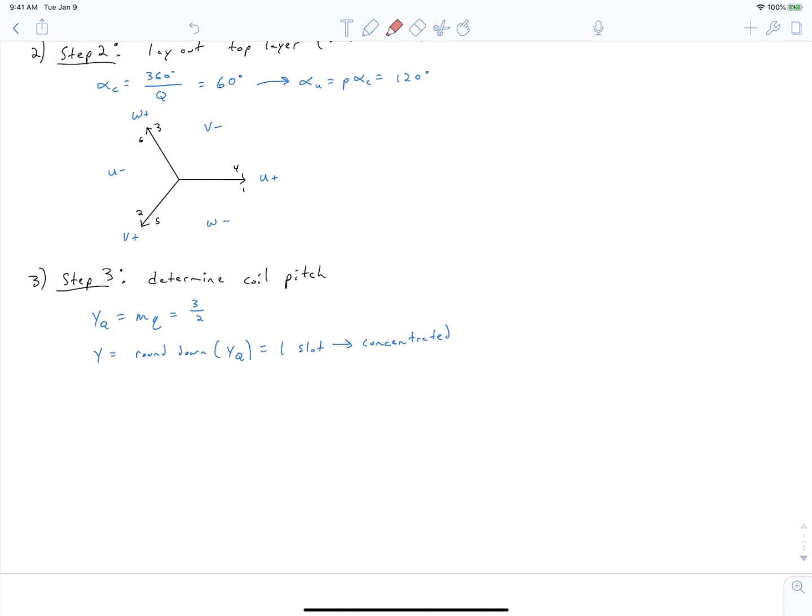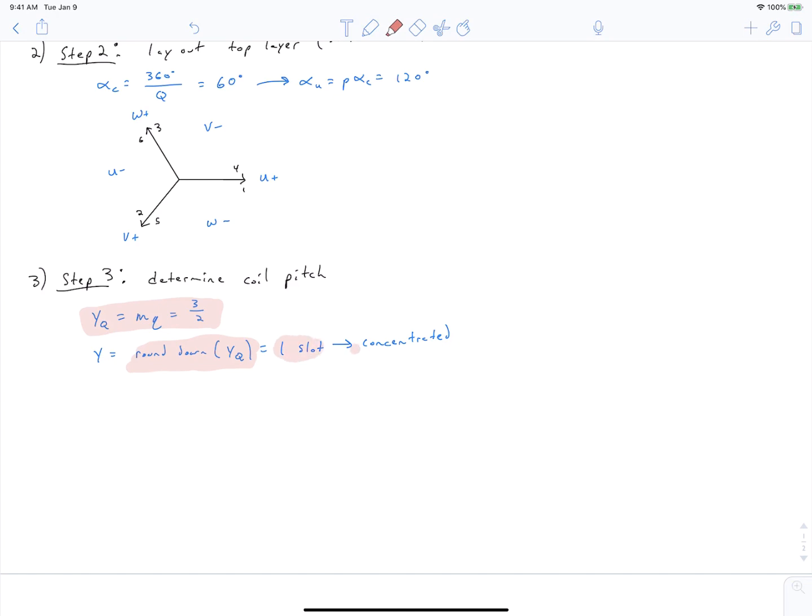Okay, so you can see that it is impossible to make this a full pitch coil, and that's a characteristic of fractional slot windings: M times Q is always going to be a fraction. And so we need to round this number in some way. What we're going to do is round it down to the nearest integer, because that usually is preferable. We have a shorter length of end connection, and when we do that, we end up with a pitch of 1 slot.